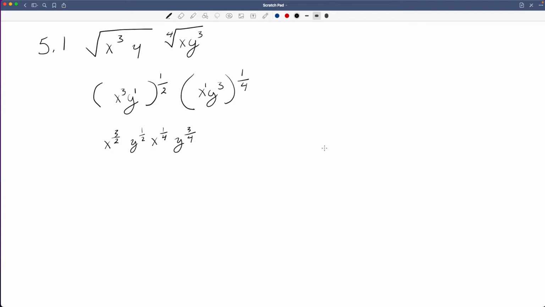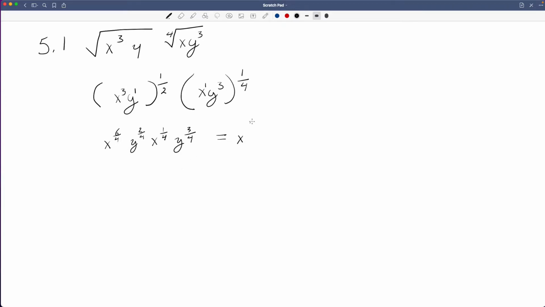Easy peasy. Now all we do is combine them together. And the way that we're going to do that is by making sure they all have the same denominator. So we're just going to rewrite this one as 6 over 4 just to change the denominator. It still has the same value. And we'll do the same thing here. And that one will become 2 over 4. Now they all have the same denominator, and we can easily combine the x's and the y's.